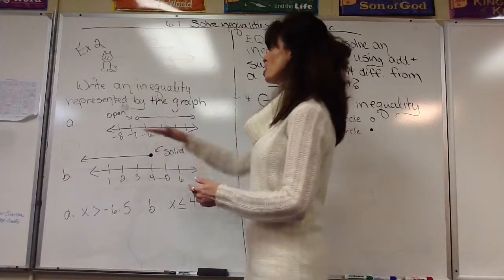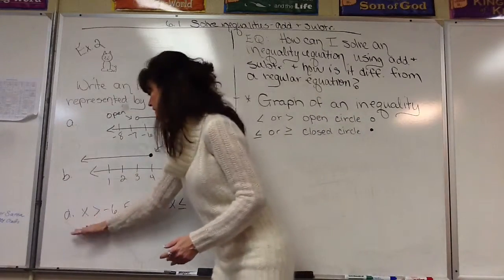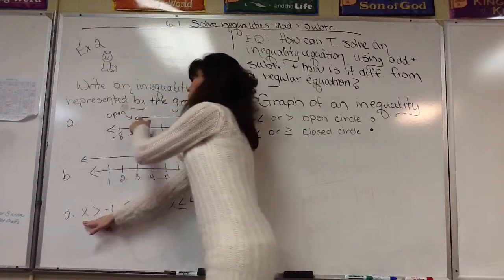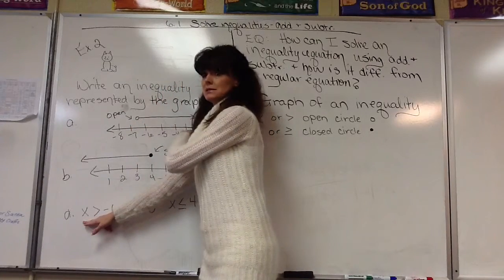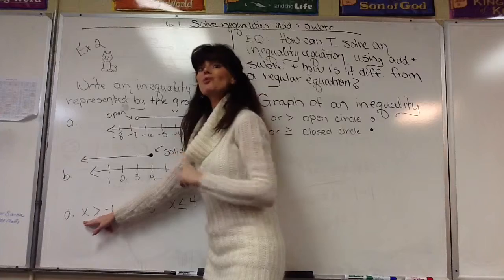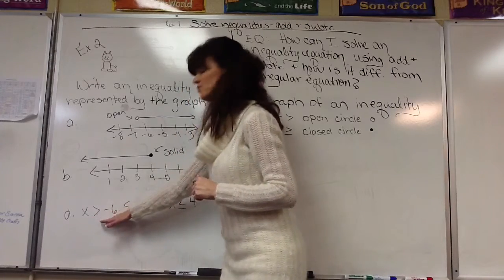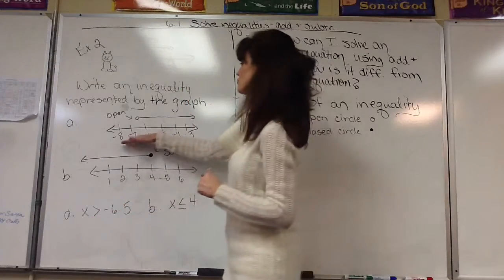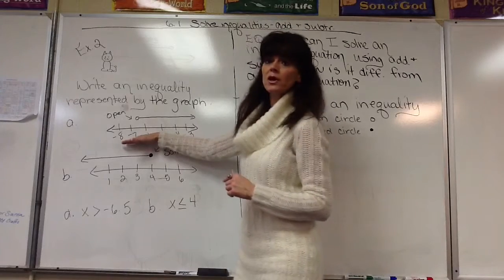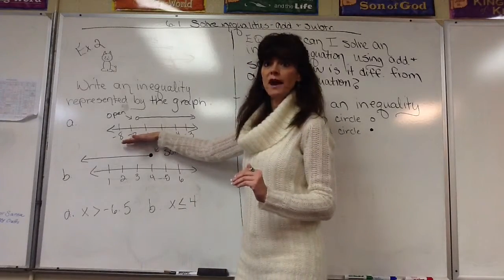-6.5. So, if you'll jump down here, we'll see the answer that x, because the arrow is pointing to the right, is greater than -6.5. So our answer here is x is greater than -6.5.